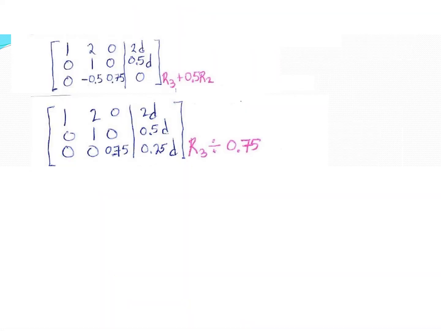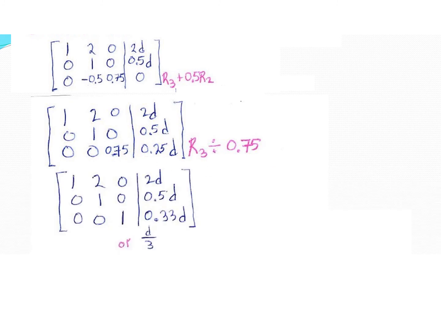So let's take a look at that. So that's just the previous slide, and that gives us what we said, 0, 0, 0.75, 0.25d, and we want to get a 1 in that position, and then we'll be done. The Gaussian elimination bit complete. R3 divided by 0.75, so 0, 0, 1, 0.25 divided by 0.75 is a third, d over 3, or 0.33d. So we end up with that situation.